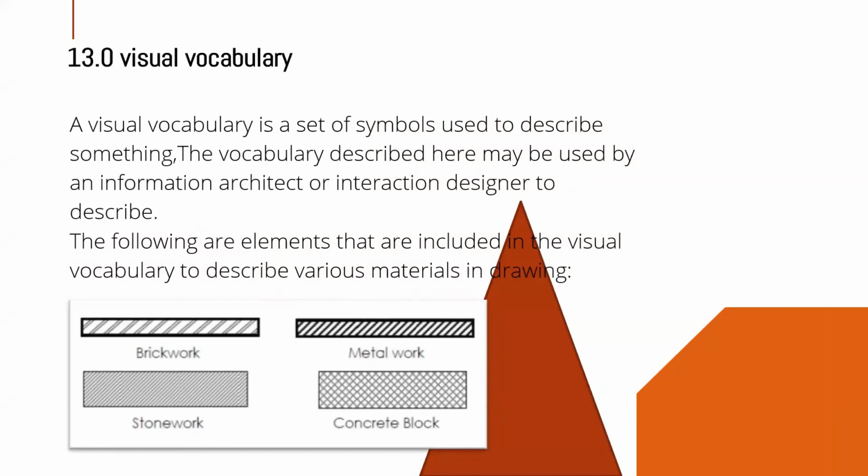Visual vocabulary. A visual vocabulary is a set of symbols used to describe something. The vocabulary described here may be used by an information architect and interaction designer to describe. The following are elements that are included in the visual vocabulary to describe various materials in drawing.